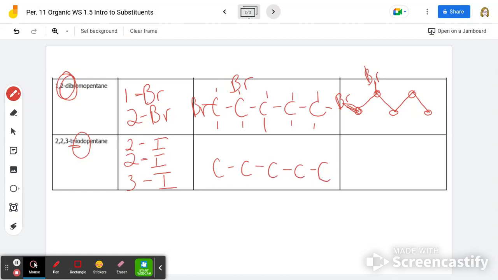So start with your carbon chain. And so 2 of them are going to be on your second carbon. So I'm going to need to add 1 at the top and 1 at the bottom. And my third one could go at the top or the bottom. It doesn't matter. So that is 2,2,3-triiodo.